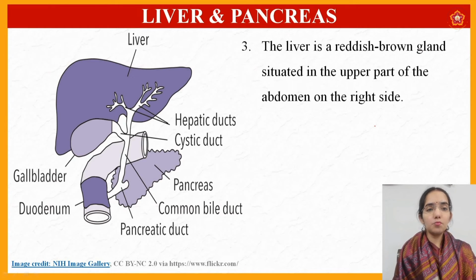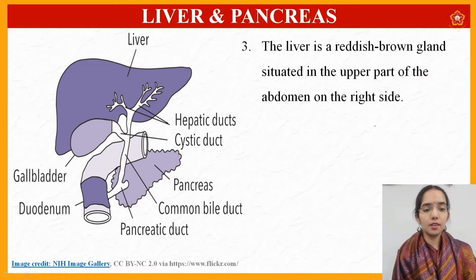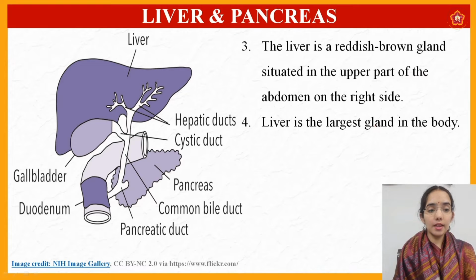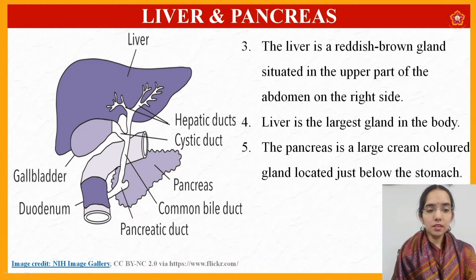The liver is a reddish brown gland situated in the upper part of the abdomen on the right hand side. The liver is the largest gland in the body. It's an important point to remember: which is the largest gland in our body? The liver is the largest gland in the body. The pancreas is a large cream-colored gland located just below the stomach.